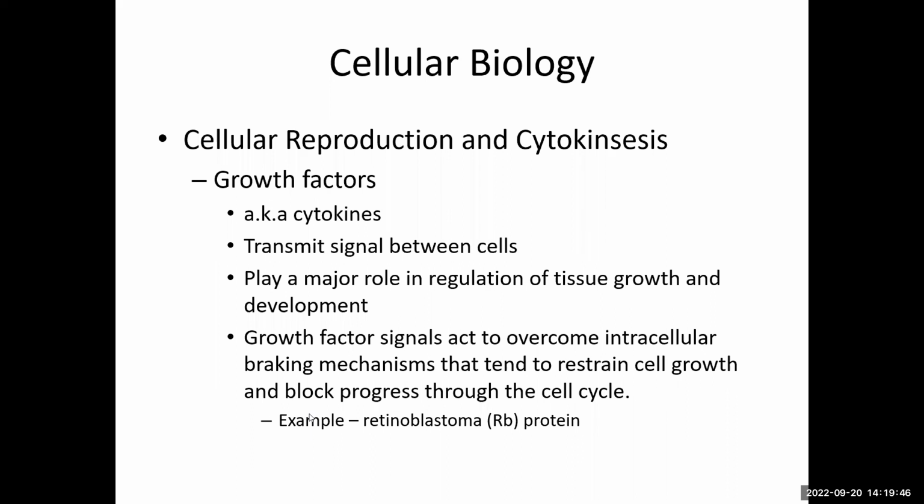Within cell reproduction and cytokinesis, we have these things called growth factors. These are signals between the cells. We also call these cytokines, and they are going to regulate the growth of our cells. We need these so we don't have unregulated growth of our tissues. Unregulated growth is never a good thing. These growth factors are going to act to overcome any kind of intracellular braking mechanism. They are going to keep the cell from restraining any kind of cell growth or block any kind of progression into the cell cycle that shouldn't be happening.